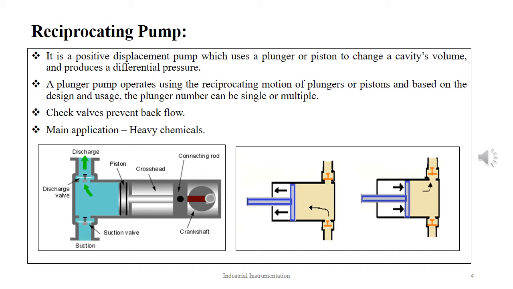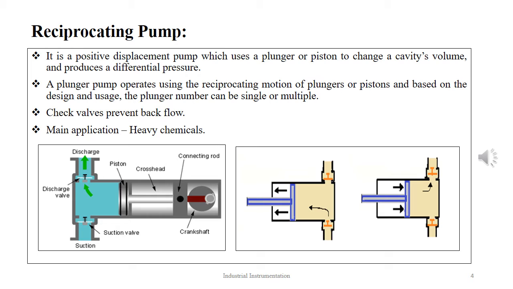The reciprocating pump is a positive displacement metering pump which uses a plunger or piston to change a cavity's volume and produces a differential pressure. A plunger pump operates using the reciprocating motion of plungers or pistons, and based on the design and usage, the plunger number can be single or multiple. It employs a piston or a plunger with inlet and outlet check valves, and the piston moves in a reciprocating motion in the chamber. Check valves prevent any backflow. It is mainly used in heavy chemicals and manufacturing.